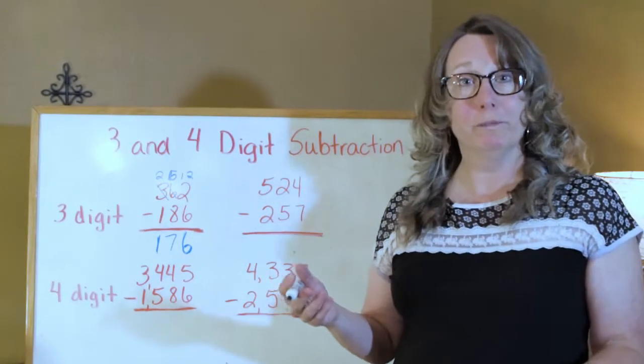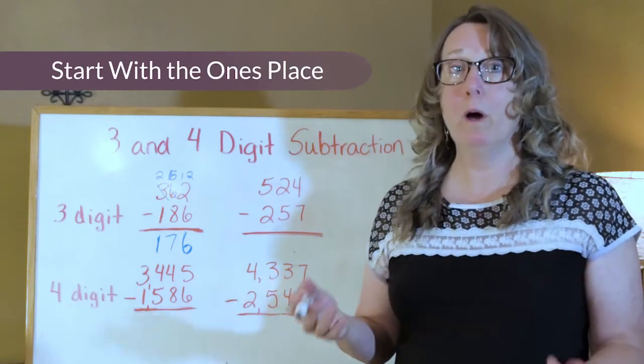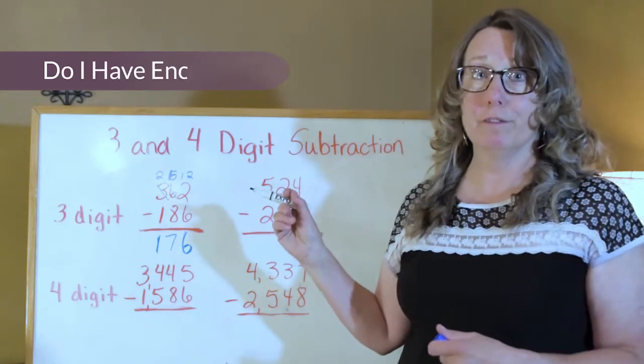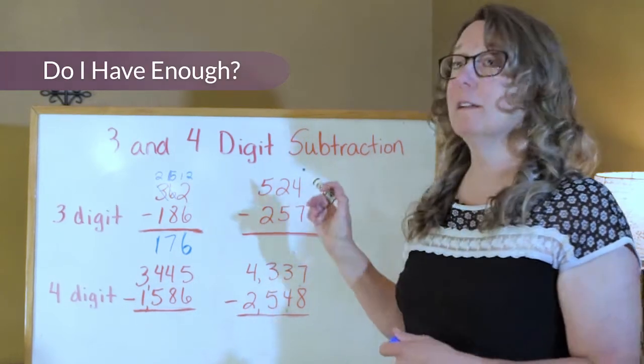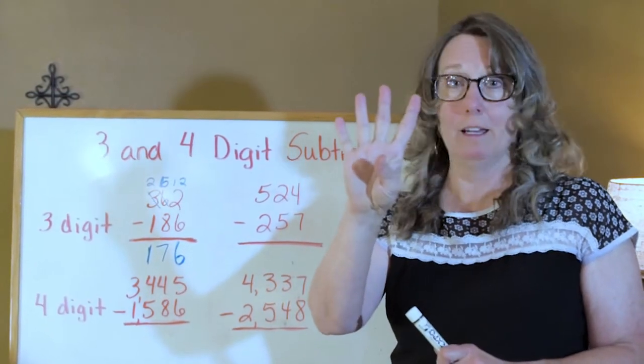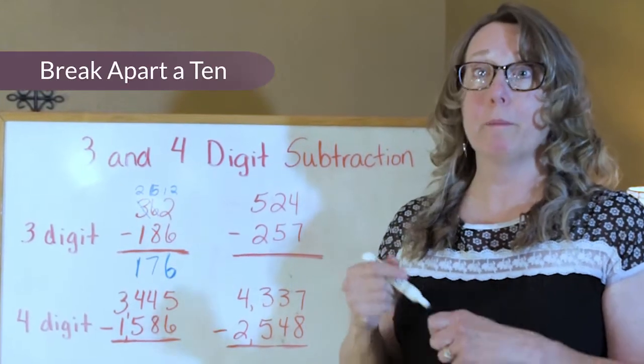Okay, so let's do one more. We'll practice one more, starting in the ones. That's our question: do we have enough? Can I take 7 away from 4? Again, 4. I can't take 7 away from there. So we're going to break apart a 10.